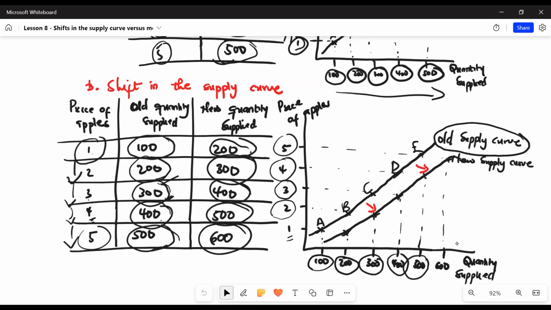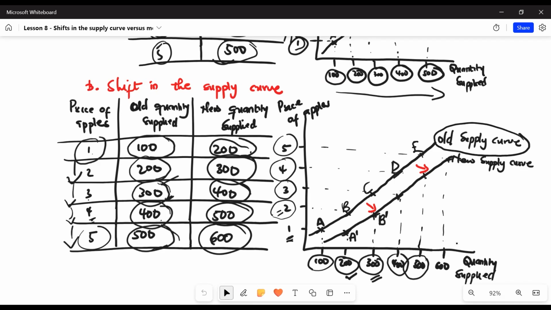Now, to draw a new supply curve, we simply have to trace the price of the good to the new quantity supplied. At price equals 1, quantity supplied increased from 100 to 200. So this moves us from point A on our old supply curve to A prime on our new supply curve. At price equals 2, quantity supplied moved from the old quantity of 200 to 300.